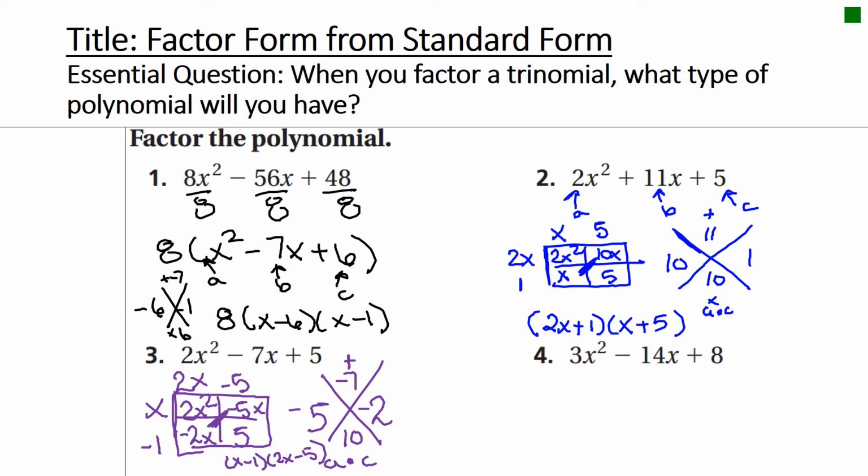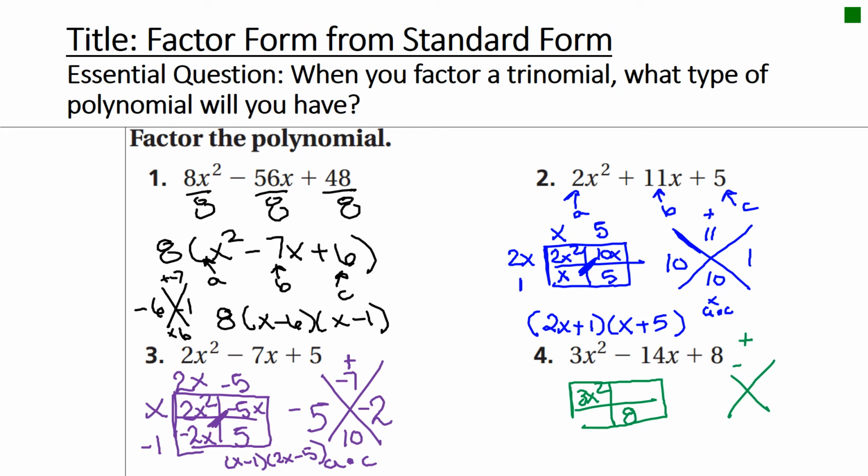All right, number 4. Let's figure out a new color. All right, can we factor anything out? 3, 14, and 8. Nope. No factoring. So let's go ahead and see what's going on in our box. 3x squared, 8. Let's see what's going on in our diamond.